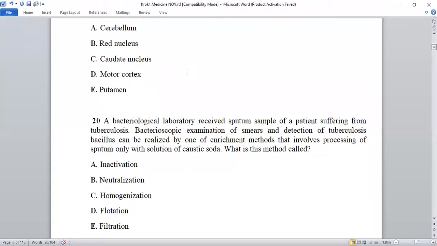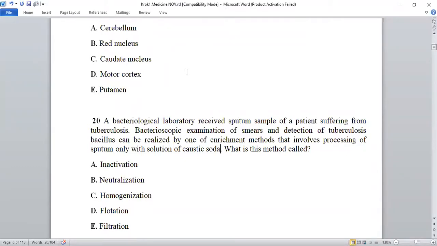Read it. A bacteriological laboratory received sputum sample of a patient suffering from tuberculosis. Bacterioscopic examination of smears and detection of tuberculosis bacillus can be realized by one of enrichment methods that involves processing of sputum only with solution of caustic soda. What is the method called?